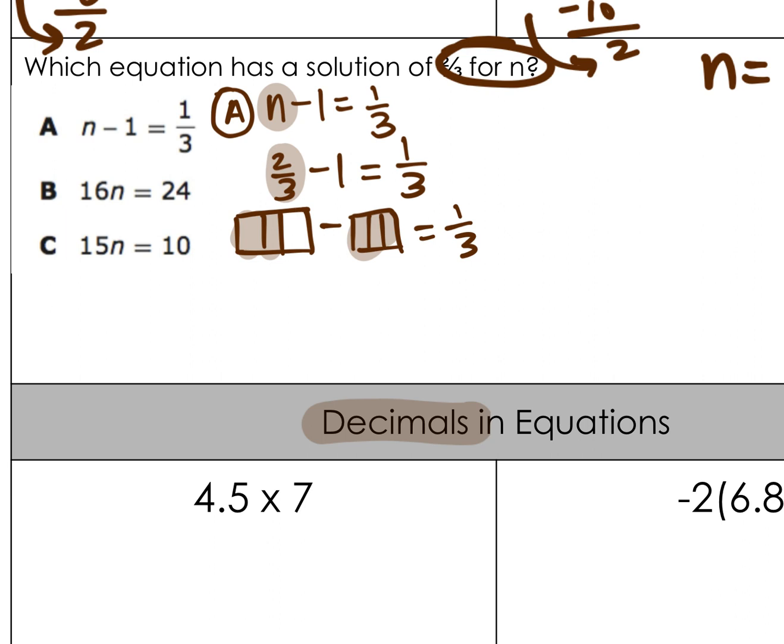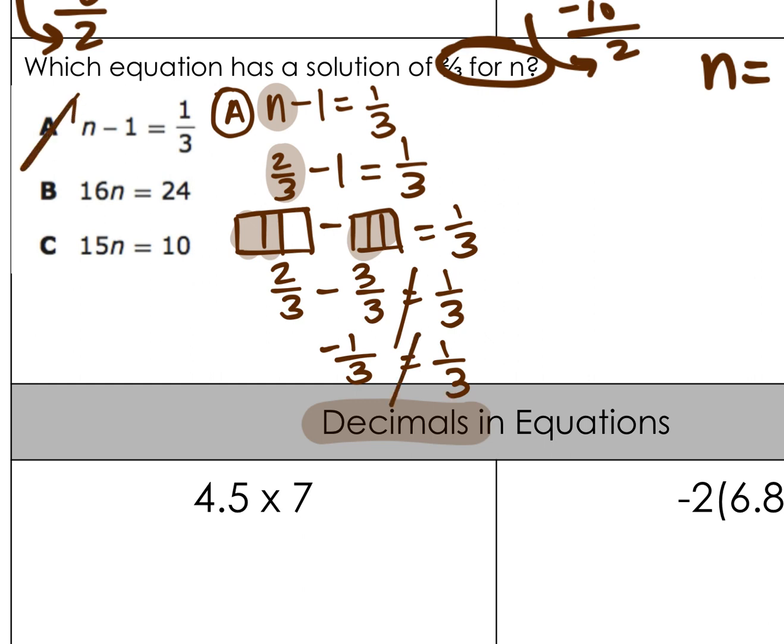Okay, well, I have 2/3 minus 3/3. Like this, 2/3 minus 3/3. You're probably already thinking, this is false. This is not true. And you are correct. 2 minus 3 is -1, and then obviously I keep my denominator the same. And on this side, I have positive 1/3. This is not true, so we're going to cross that off. All right, B is next.